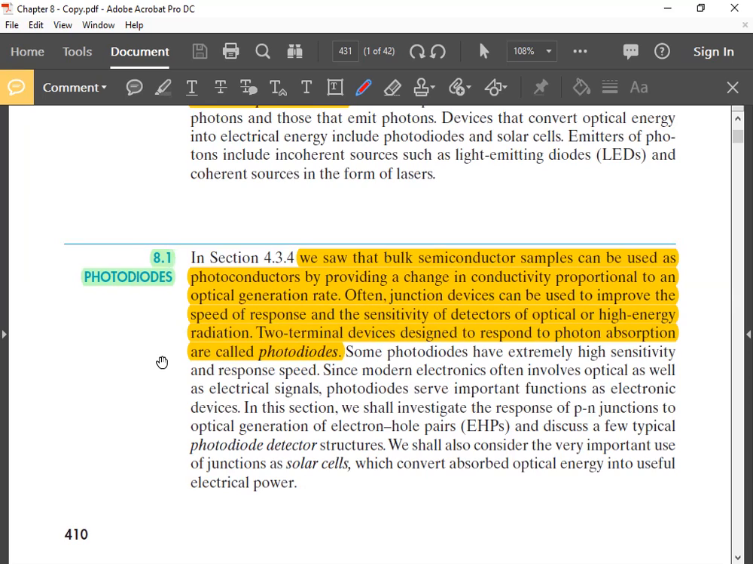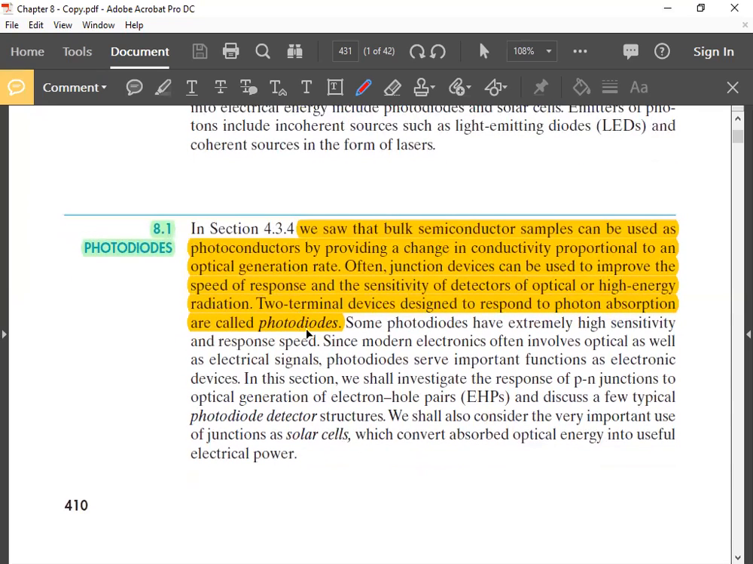For optoelectronic applications, PN junctions are used in many cases. There are some advantages of using a PN junction, and some idea is given here. The speed of response is better and the sensitivity is better if we use PN junctions for optoelectronics. So two terminal devices designed to respond to photon absorption are called photodiodes. So photodiodes are two terminal devices. You can understand from the name, it is a diode which responds to photons. That's why photodiode.